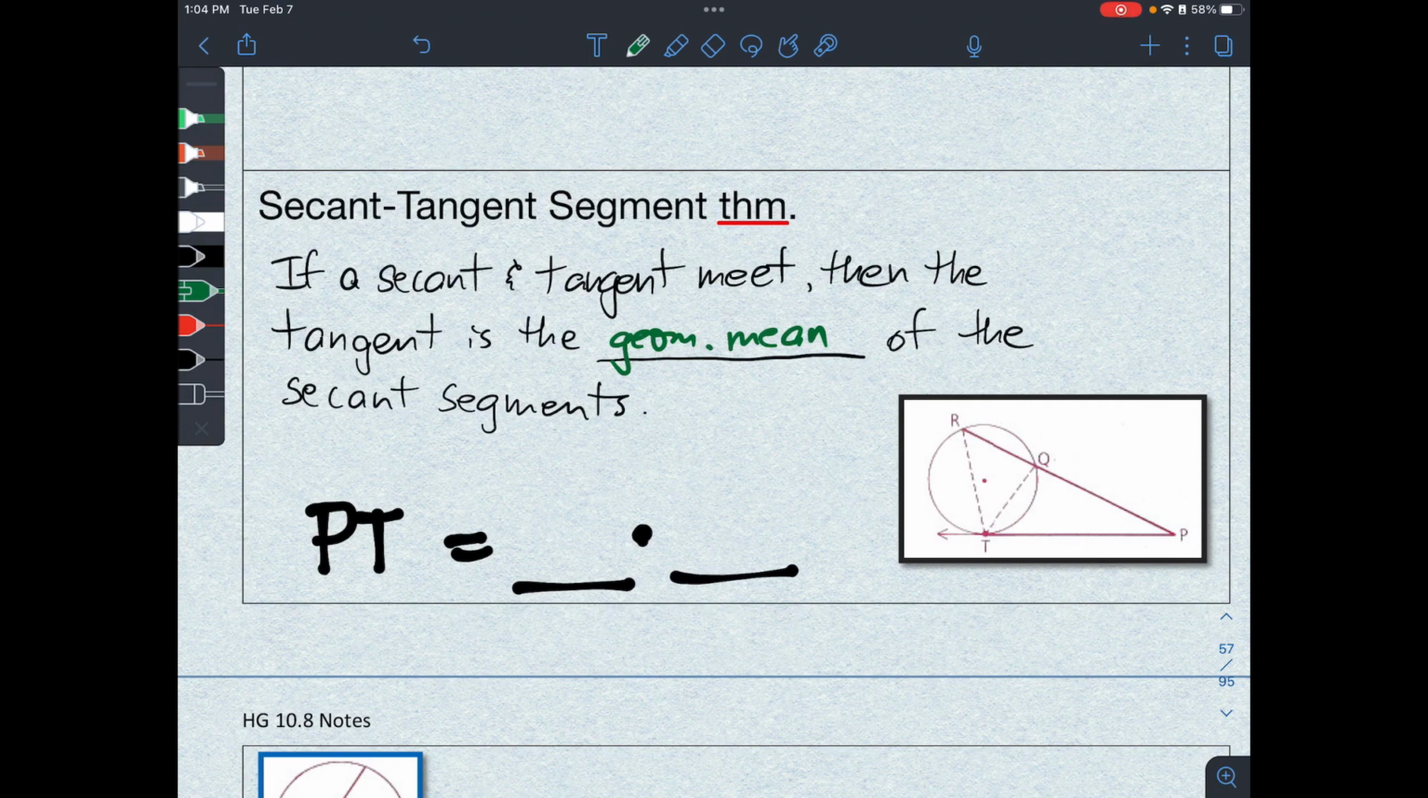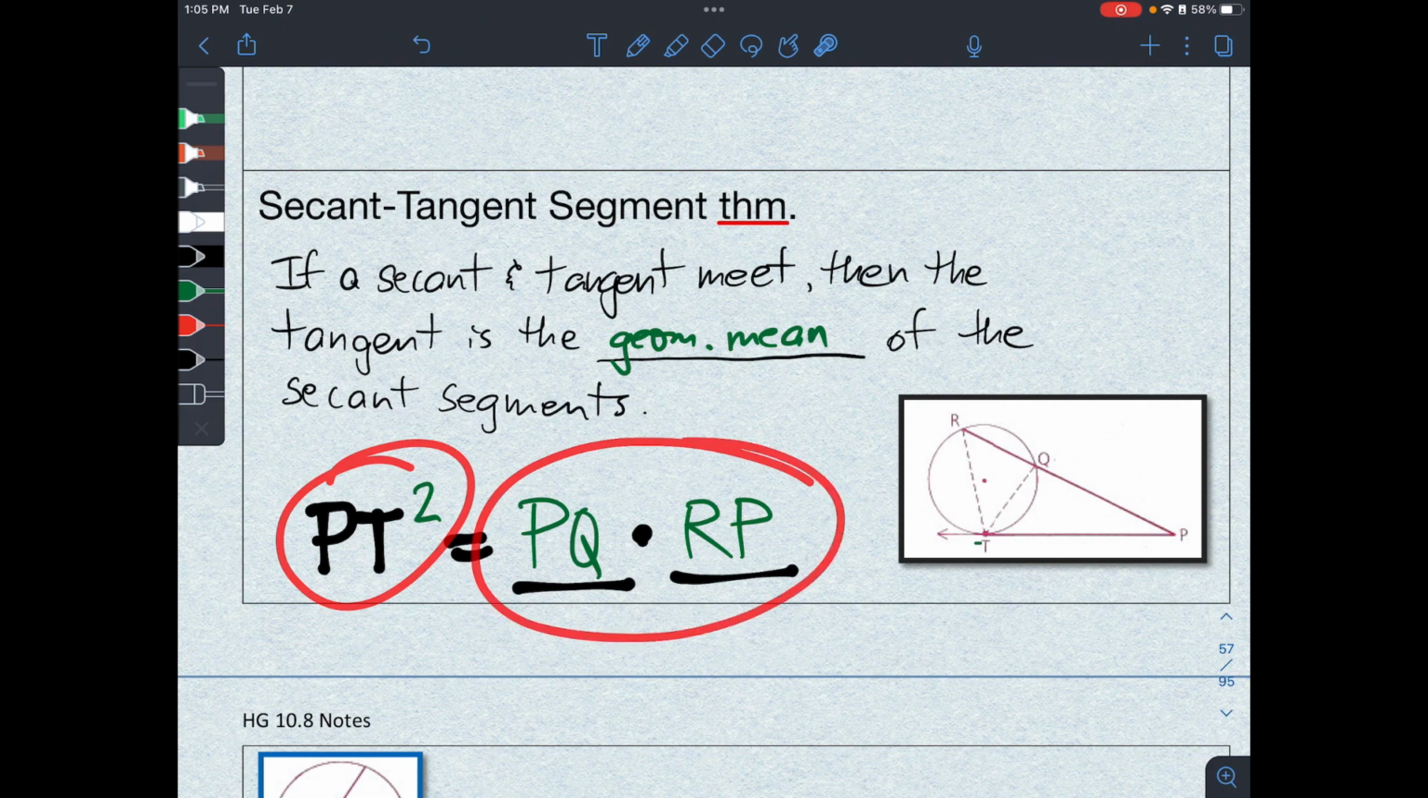I've kind of drawn it out there, but PT squared. Now you may ask, why is it squared all of a sudden? Because I'm taking the same distance twice. There's two parts. PT squared will equal that part times the whole part. So in this case, it would be PQ times PR. Remember how we defined geometric means back in the day? When something squared equals the product of two other pieces. So therefore, PT squared is equal to the product of those two pieces.